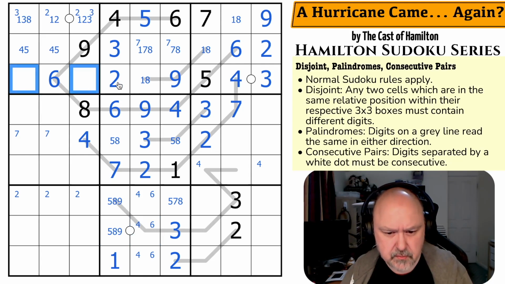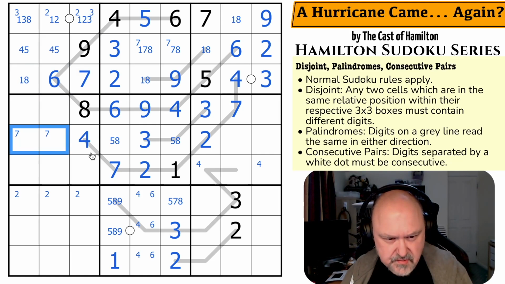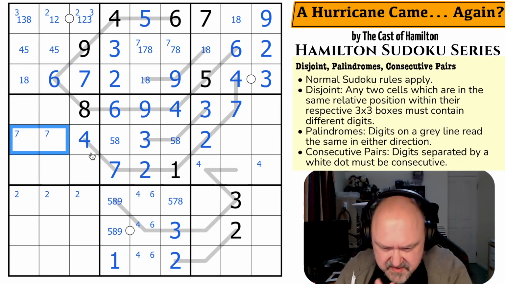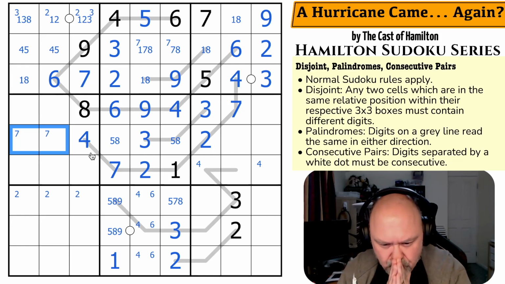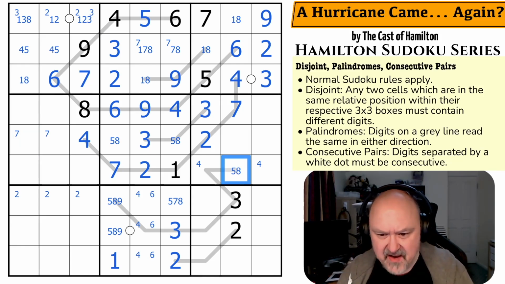Actually, let's look at this triple. 1, 7, and 8. So 7 is in one of those two, and that 7 says it's not there. That's the 7. So 7, yeah, that's just putting 7 in one of those two. Ooh, this is tricky. So this is 5, 8, or 9, because this is 5, 8, or 9. Not seeing any disjoint on that.